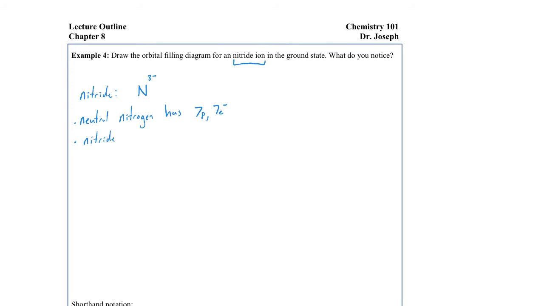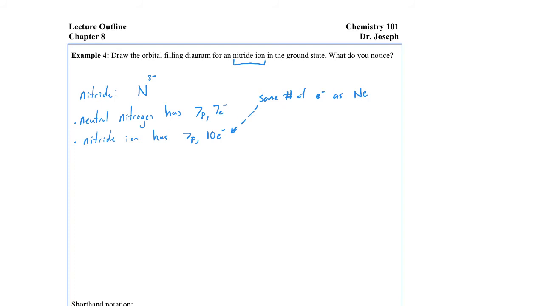Well, that's right. It must have 3 more electrons than a neutral nitrogen to give it that 3 negative charge, right? And that means we're going to have 10 electrons around it. So we have 7 protons and 10 electrons, and that gives us a 3 negative charge. This is what a nitride anion is. Now notice here that a nitride anion has the same number of electrons as neon, right? The noble gas that it is closest to in the same row. So neon and nitride have exactly the same number of electrons.